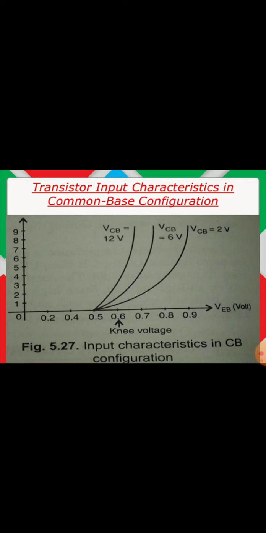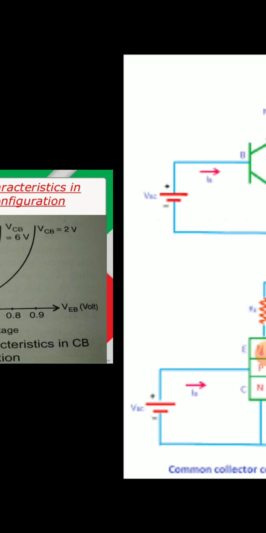So what is input resistance here? It is the ratio of change in emitter-base voltage to the resulting change in emitter current at constant collector-base voltage. Okay. Next, what are the output characteristics?